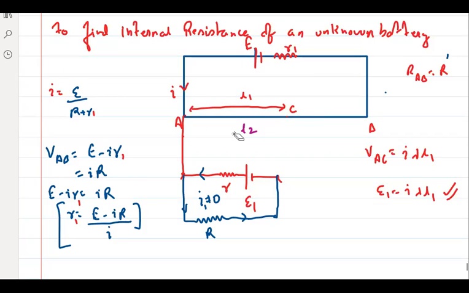Abhiram, I'll explain. Don't worry, I'll explain once again. So I said that it will become L2, right? Now, what I did was I just connected one resistance R in parallel with this battery, whose internal resistance I have to find. Now, since I connected the battery over here, this current should be 0, right?